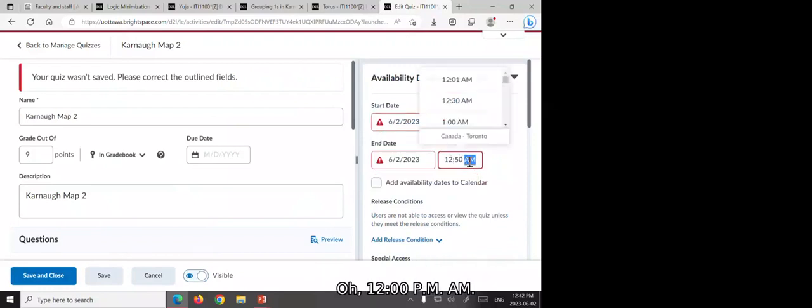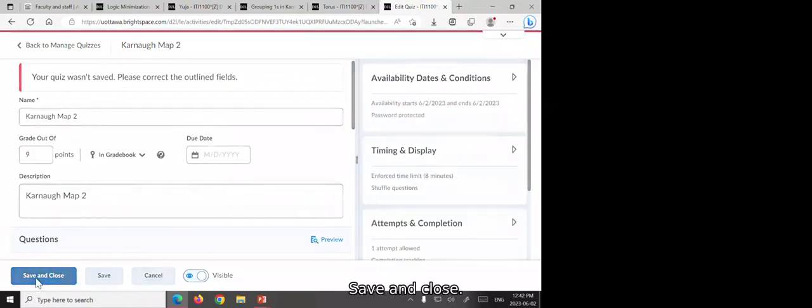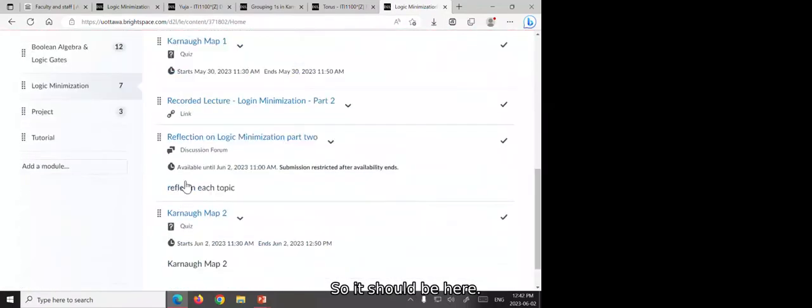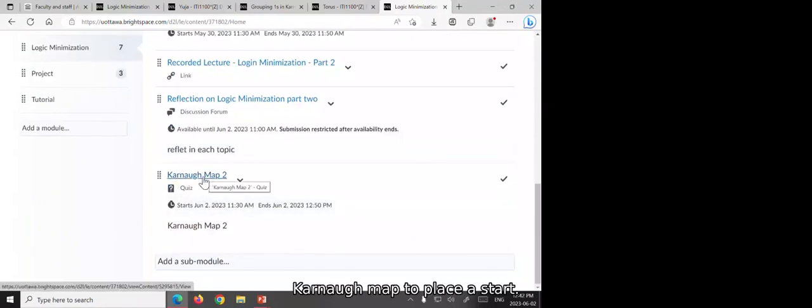Oh, 12 p.m., not a.m. p.m. Save and close. Okay, so it should be here. Yes, Carno map 2. Please start. The password is Carno. You should do it fast. 9 maps.